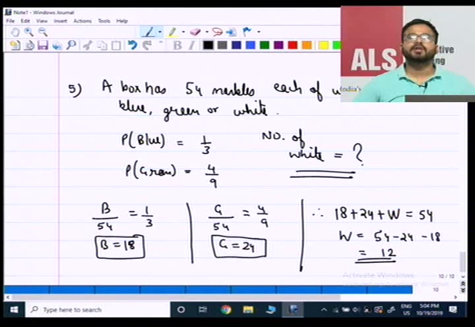Okay, so now we'll take a break, and then after the break, we will learn the concept of geometric probability, and we will learn how to solve the questions on the geometric probability.